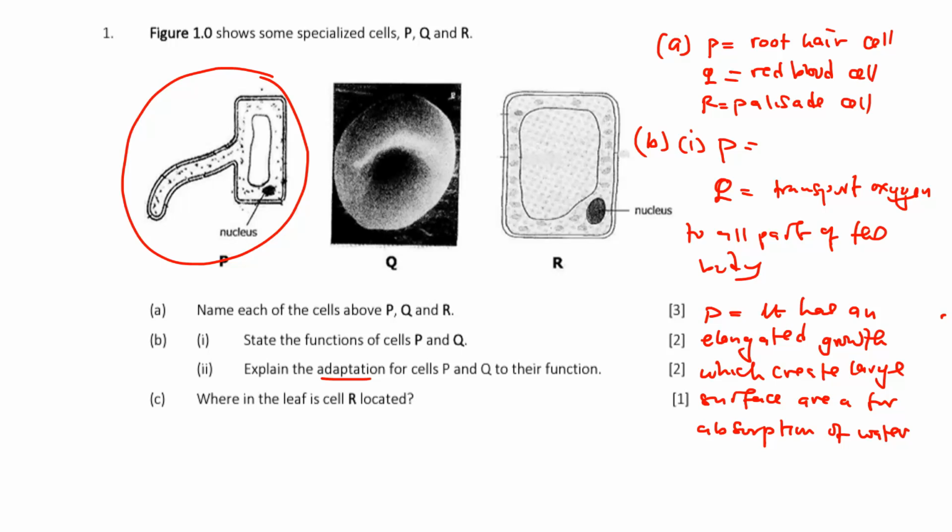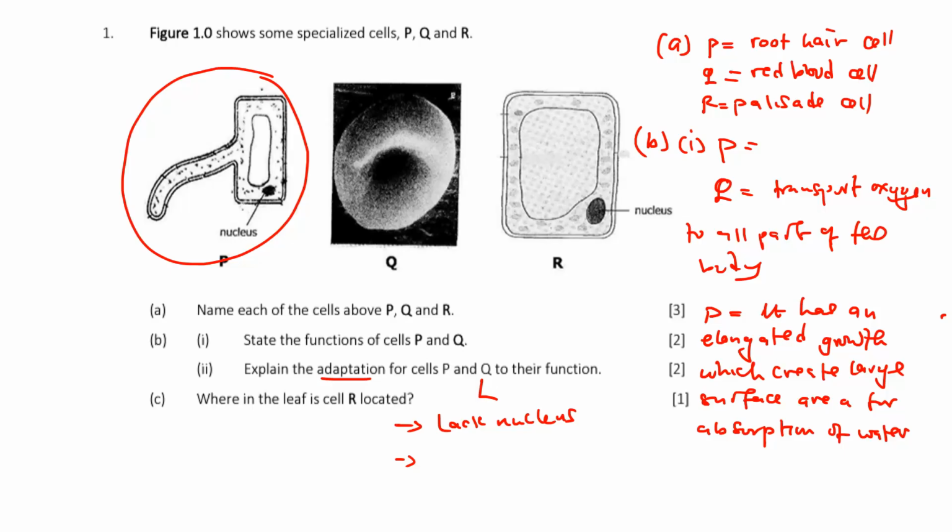What about Q? Q is the red blood cell. What adaptation does it have? One, it lacks a nucleus, to create a large room for hemoglobin. Hemoglobin is a pigment to which the oxygen binds for transportation. It has a biconcave shape. Aside from that, what else can we talk of? Be able to suggest another adaptation that you remember on this part.